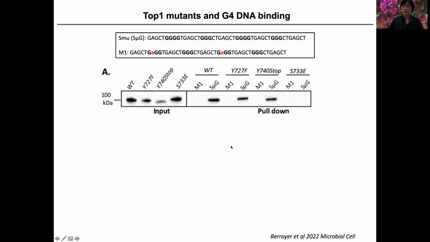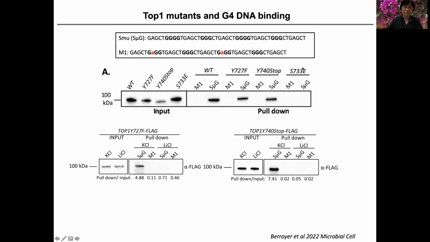So just like all the other proteins, first thing we do is test whether they can actually bind to G4. This is the same oligo pull down assay. SMUG is a G4 forming, M1 is not. And you can see that wild type top-1 binds to G4. Y727F and Y740 stop bind to G4 and not the control. But S733 does not bind to G4 oligos. So binding to G4 is what's distinguishing these 2 mutants that increase recombination rate compared to this one, which does not bind to DNA.